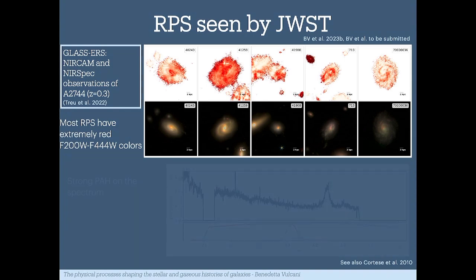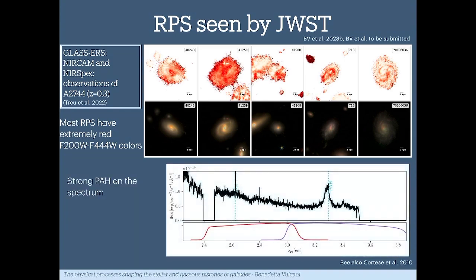Looking at the spectra of this galaxy, we see that there is a strong PAH in emission, and this PAH is typically associated with dust-obscured star formation. So actually, we think that these galaxies have a higher star formation rate than what is measured from H-alpha. So the excess could be even higher.